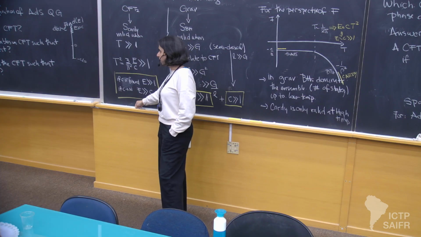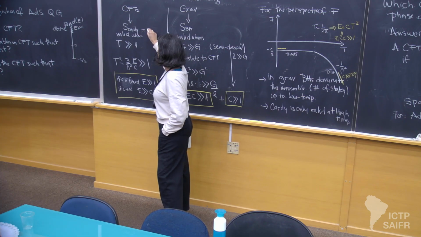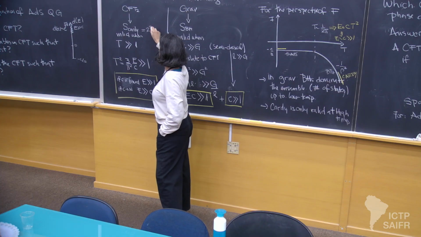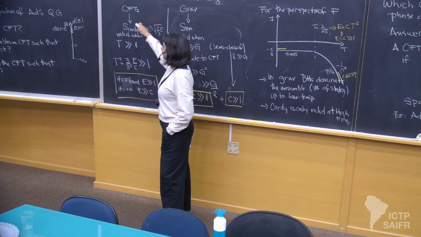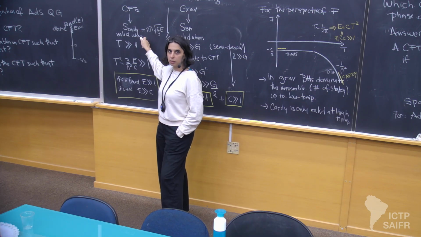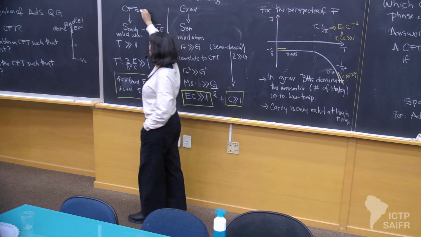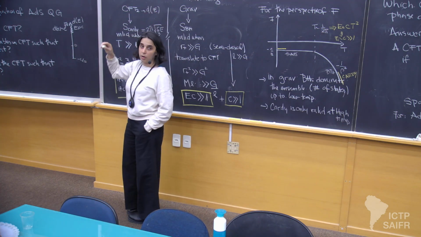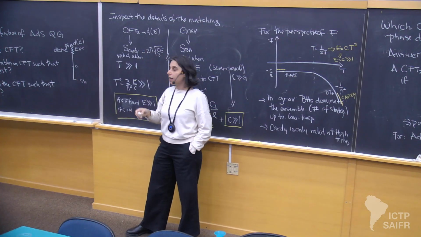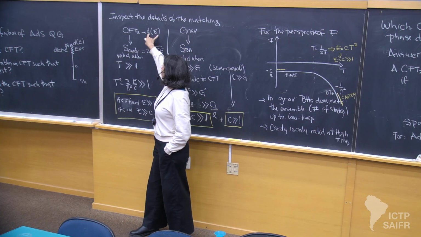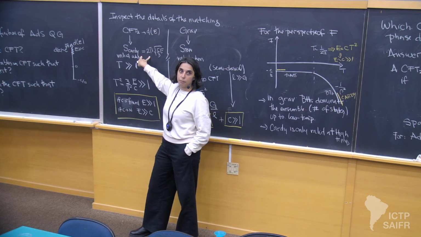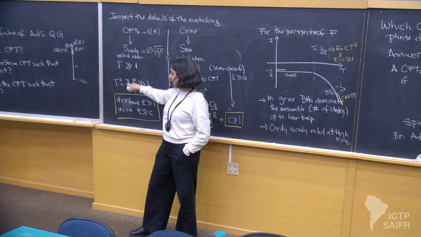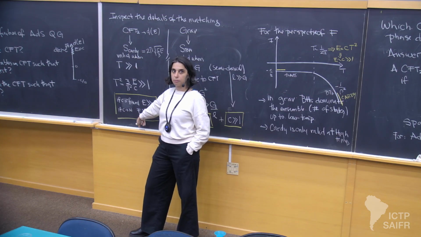So this was making a prediction. It was telling me that the number of states was going like this. So when is this a good approximation? The CFT has some density of states given by whoever gave you the CFT. And it's a question of when is this well approximated by this? And that's what gives me this box.